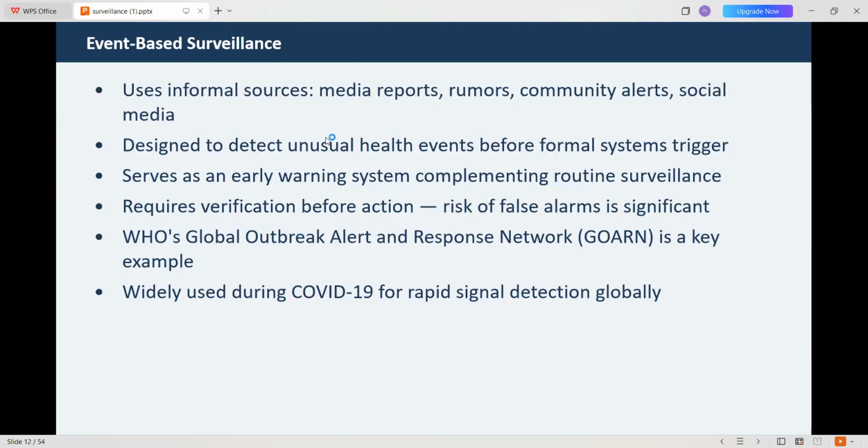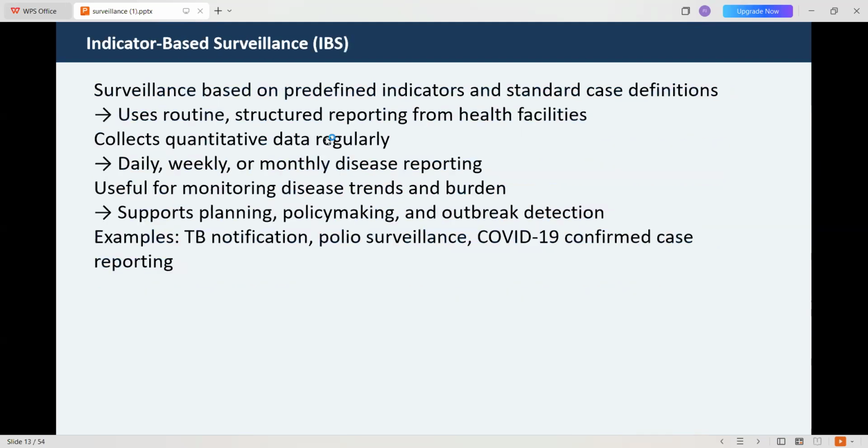Next is event-based surveillance, which uses informal sources like media reports, rumors, community alerts, and social media, designed to detect unusual health events before formal systems trigger. It serves as an early warning system complementing routine surveillance, and requires verification before action. Risk of false alarm is significant. The WHO Global Outbreak Alert and Response Network is a key example, widely used during COVID-19 for rapid signal detection globally.